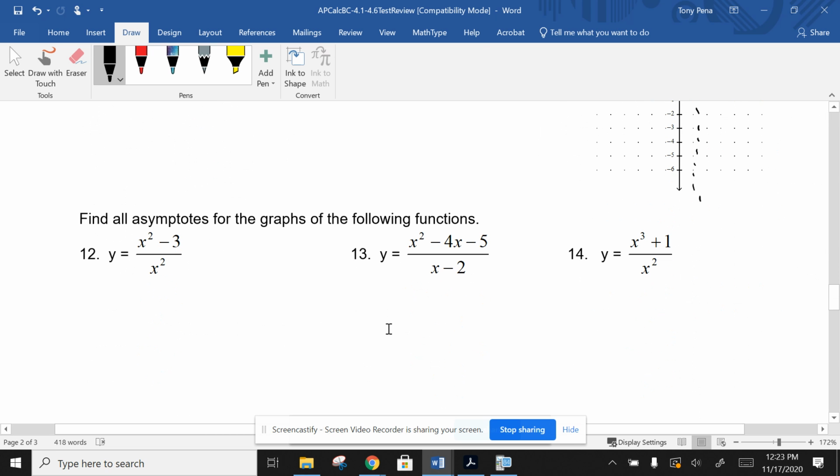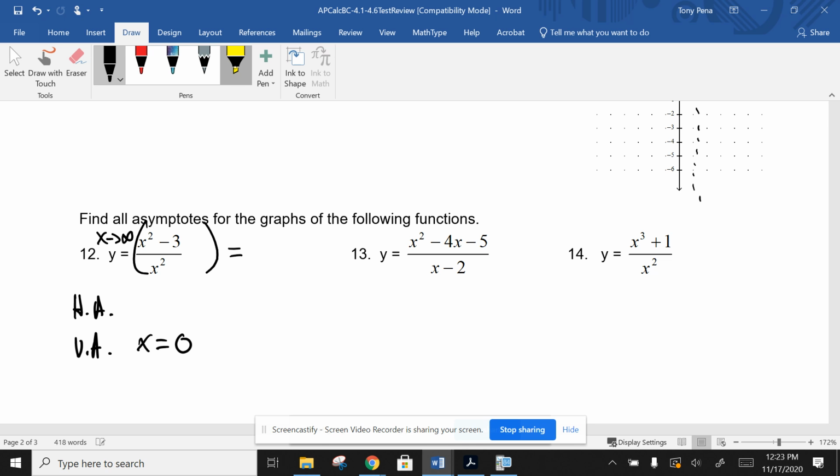Okay. All right, so number 12. Again, horizontal and vertical. The vertical asymptote is the line x equals 0. That's our excluded value. If we then went ahead and found the limit as x goes to infinity, similar to that last one, the degrees are the same. We have a squared on top and a squared on the bottom. So we just divide their coefficients, which should give you a 1. So our horizontal asymptote is y equals 1.